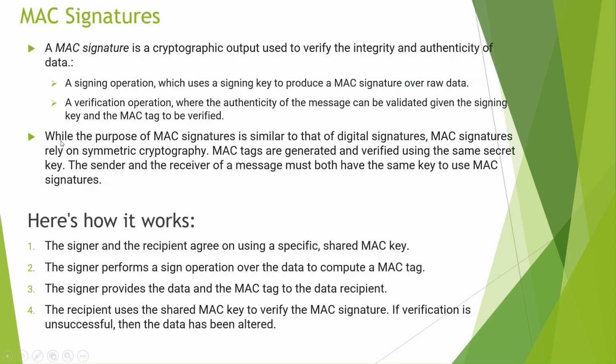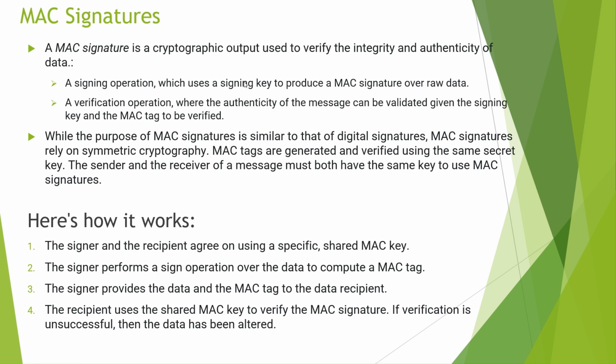So what is MAC signing? MAC signing is basically a signature, a cryptographic output which is used to verify the integrity and authenticity of the data. So it has two parts. First is the signing operation, second is the verification operation. The first operation is the signing operation. Basically in this we use a signing key to produce a MAC signature over raw data.